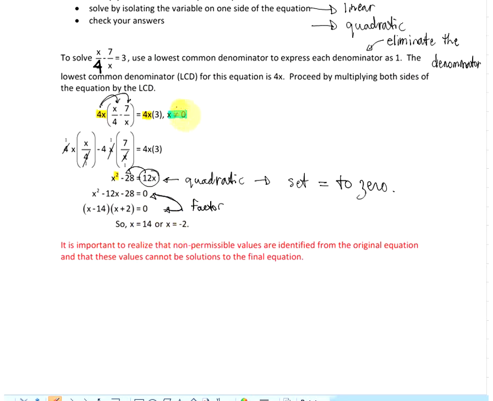Now, the purpose of your non-permissible value is to let you know whether your solutions are possible. Okay, and because the only value that x can't be is 0, then we know that 14 and negative 2 are possible answers. Okay, or that they are answers. So it is important to realize that non-permissible values are identified from the original equation and that these values cannot be solutions to the final equation.